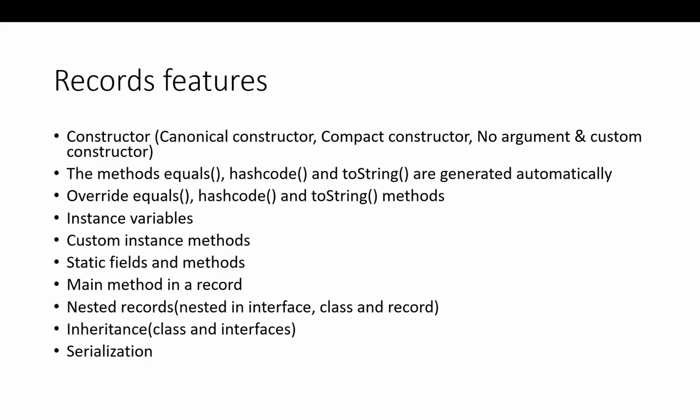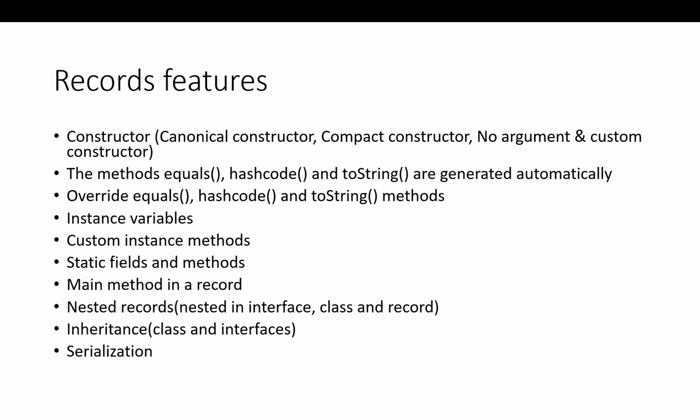In a record, we can have different types of constructors, and those constructors can be canonical constructor, compact constructor, no argument constructor, and custom constructor. The canonical constructor is generated automatically in a record, and we can define the compact constructor to validate the components of a record.